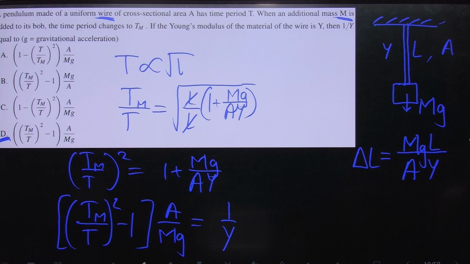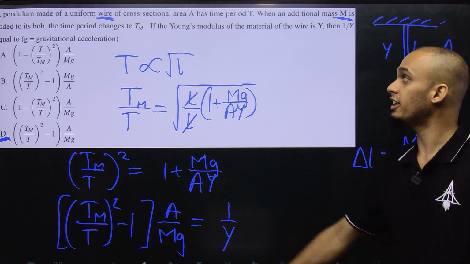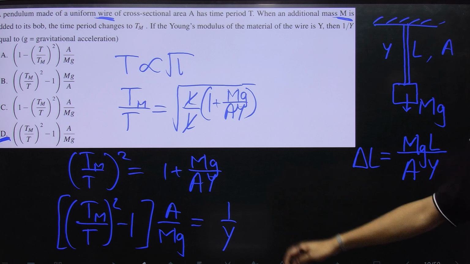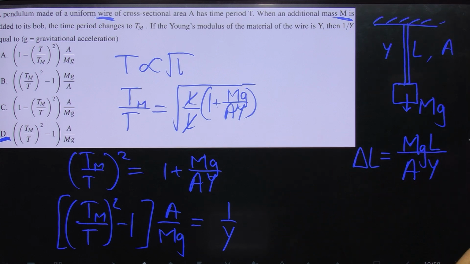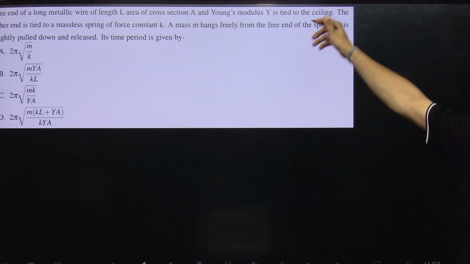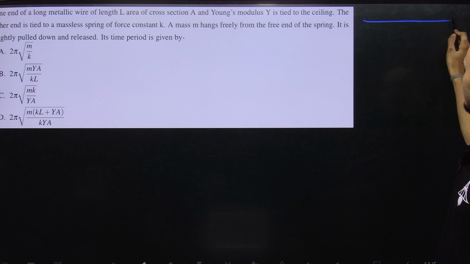As I said, all you have to remember is some basic concept of elasticity, and just by applying logically whatever is asked in the question, you will easily be able to get the answer with just a few steps of quick calculations. Next question, we have that the long metallic wire is tied to a ceiling and the other end is tied to some massless string. Let us draw a diagram quickly.